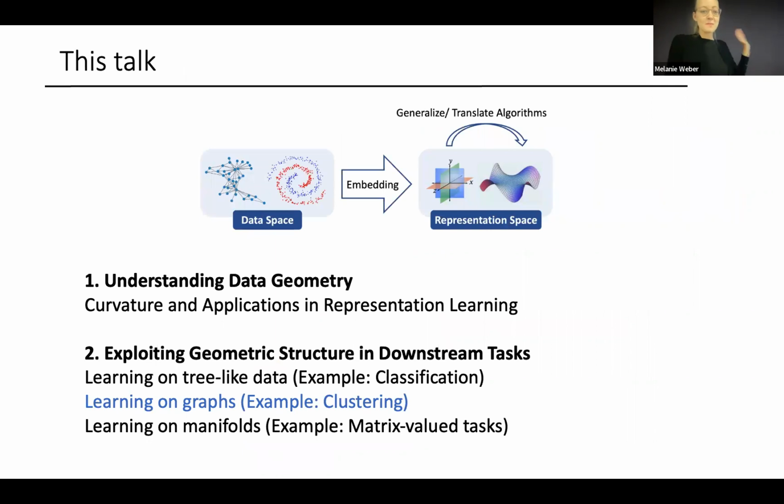So now we're switching gears completely. The next example of geometric structure and downstream task that we want to look at is learning on graphs. So now our data is not tree-like, but is generally a graph. And the task that we want to perform is clustering.